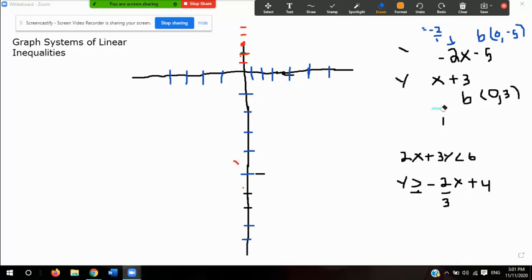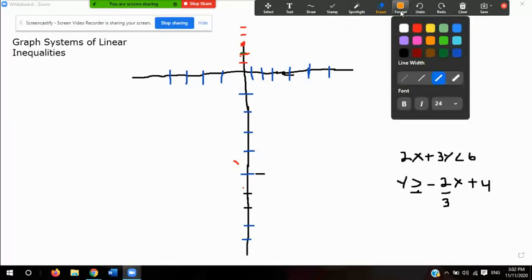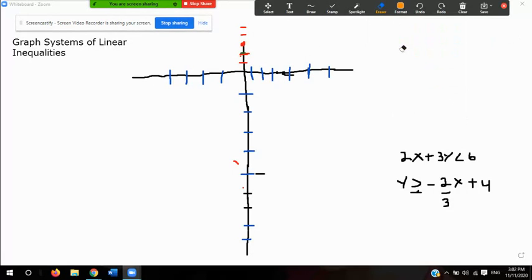Now let's look at the last example of this video. Let's look at the system of 2x plus 3y is less than 6 and y is greater than or equal to negative 2/3 x plus 4. Now, let's look at this equation real quick. What I want you to know is that this is not solved for y. So I want to solve it for y in order to be able to graph it in the coordinate plane.